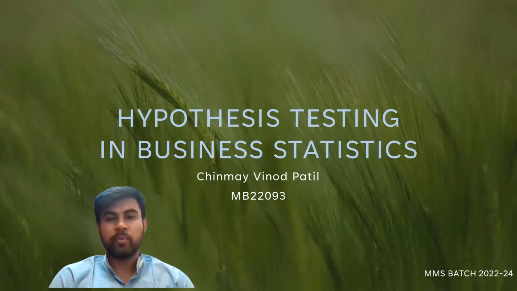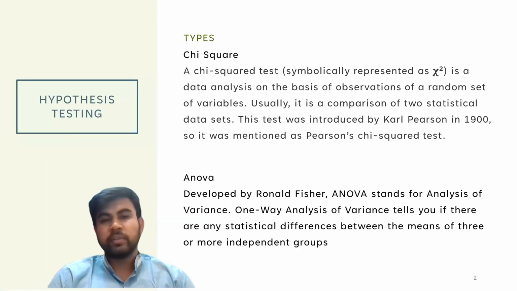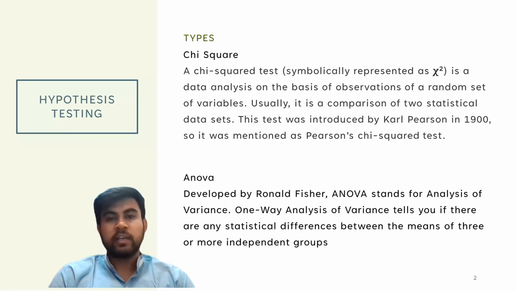I'm going to explain to you about hypothesis testing from the subject business statistics. Hypothesis testing. There are two types of hypothesis testing, chi-square and ANOVA. A chi-square test is a data analysis on the basis of observations of a random set of variables. Usually it is a comparison of two statistical data sets.